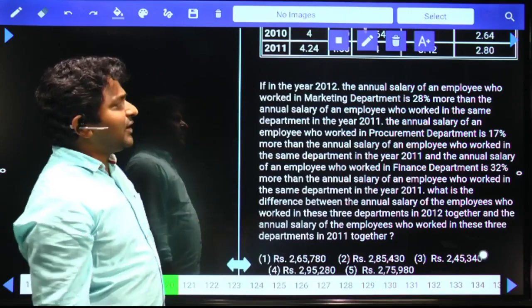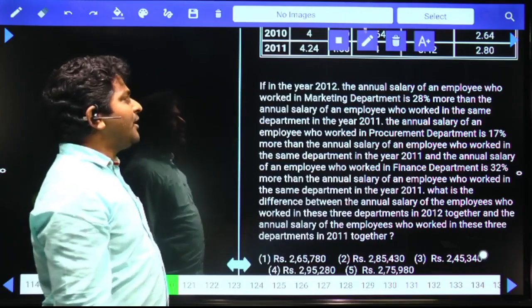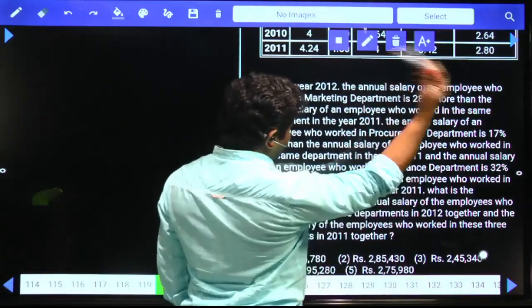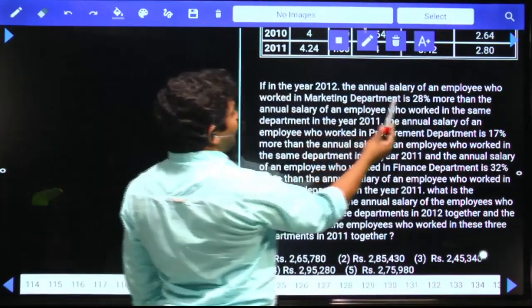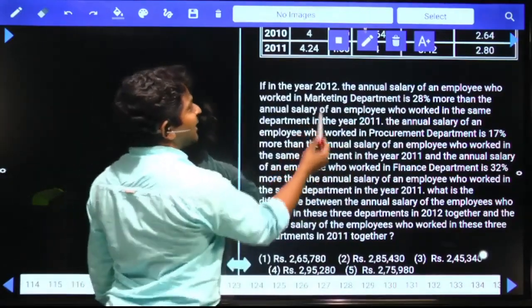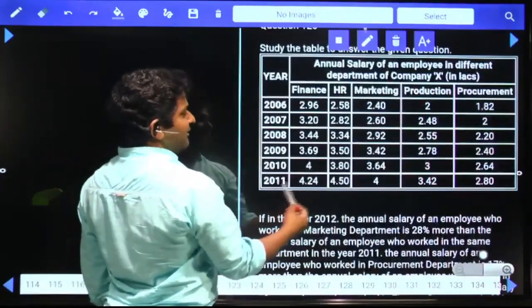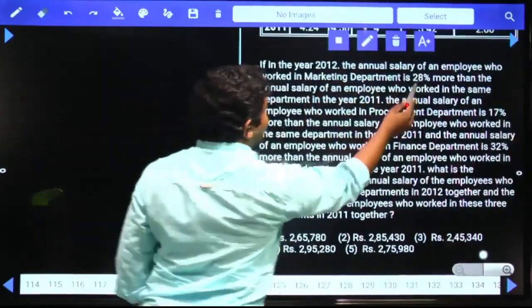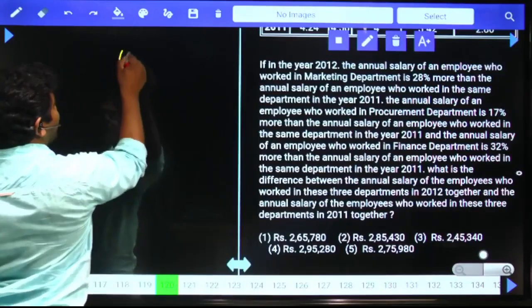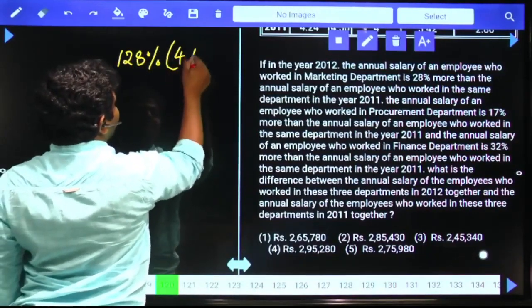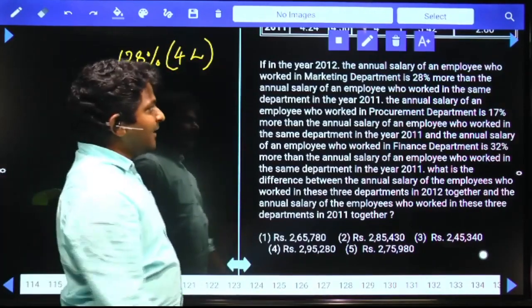In the year 2012, annual salary of an employee who worked in marketing department is 28% more than annual salary of an employee who worked in the same department in the year 2011. Marketing department: in 2011 we have 4 lakh. Now here it is 28% more. That becomes 128% of 4 lakh.